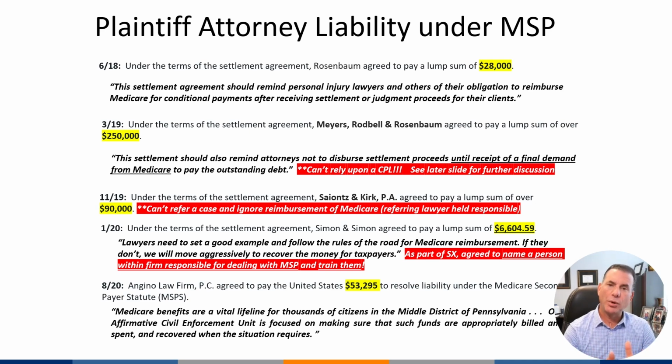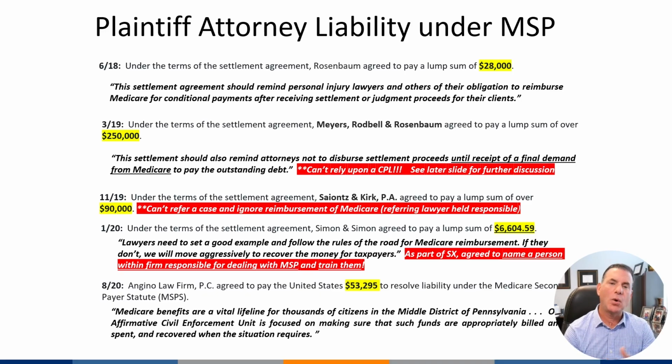And it's important to understand there's a couple of mistakes that were made here, for example, that are opportunities to learn. So the settlement with Myers, Rodbell, and Rosenbaum was a situation where they had gotten preliminary information through a CPL, a conditional payment letter, which I'll talk about in a few moments, that Medicare issued, indicating that the conditional payment amount was fairly low, small, but when the case actually resolved and a final demand was issued, it was much larger. And the settlement had been made hinging upon this smaller amount that was due to Medicare.